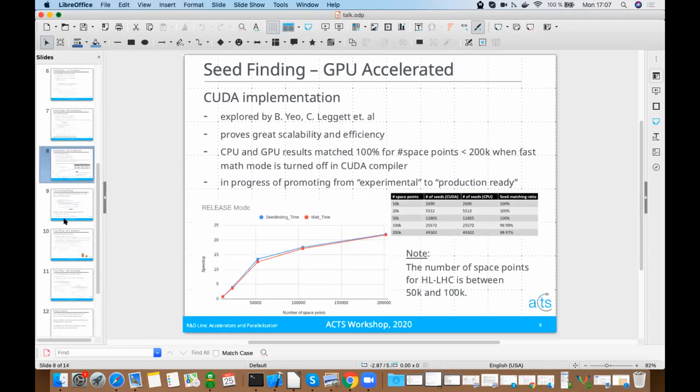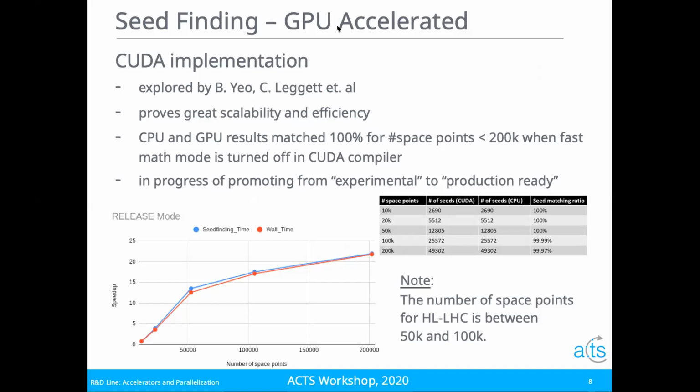So the seed finding, I think the most promising results are based on the CUDA implementation. And here in the chart presented on this slide, maybe I can show it a bit. So on this slide, we have the speed up time, which is practically the time of the serial execution on the CPU divided by the time for the CUDA implementation. So in the range of the number of spaces between 50,000 and 100,000, which I think is relevant for high luminosity, we can see a speed up of 15. So the code on the CUDA platform is 15 times faster than the CPU implementation.